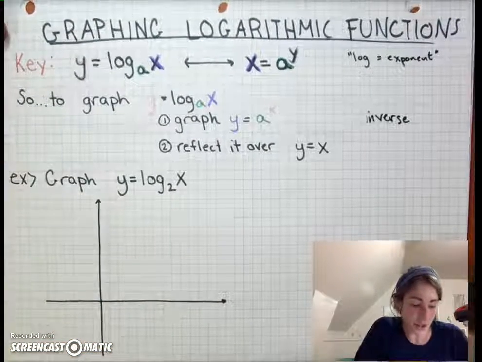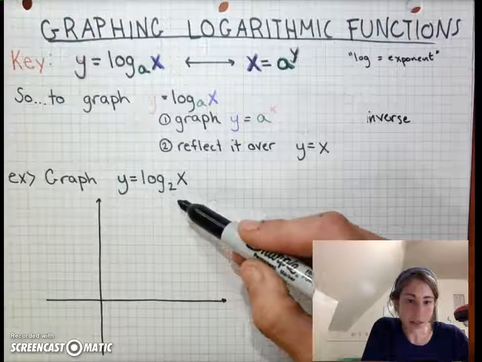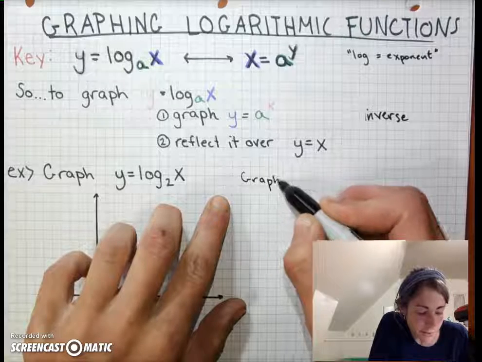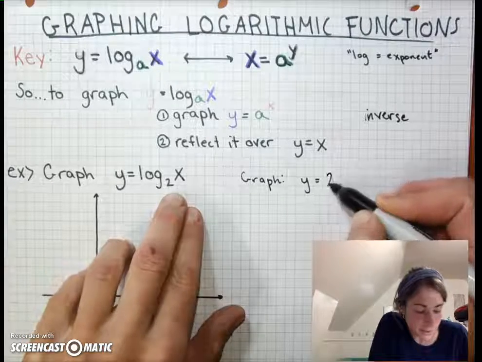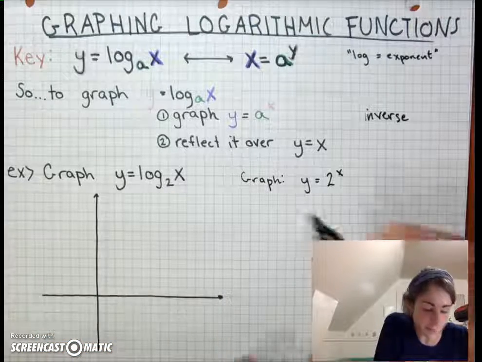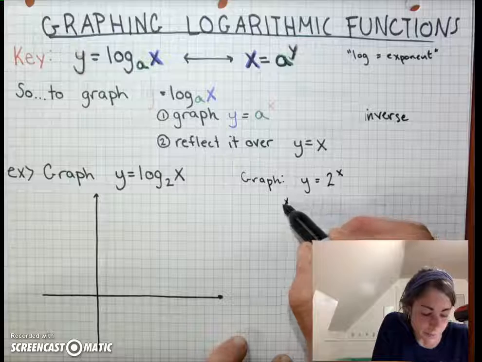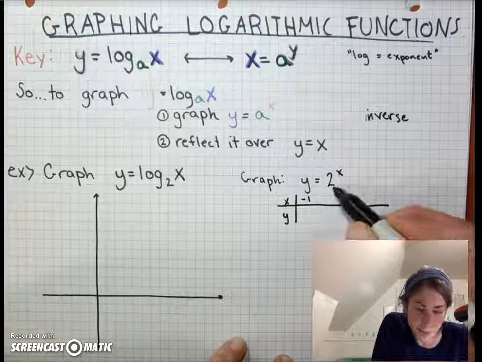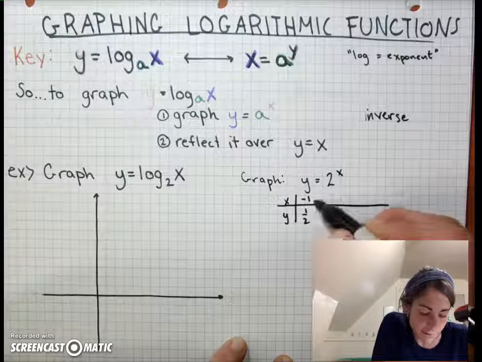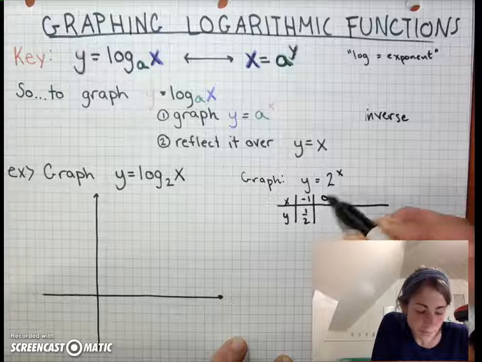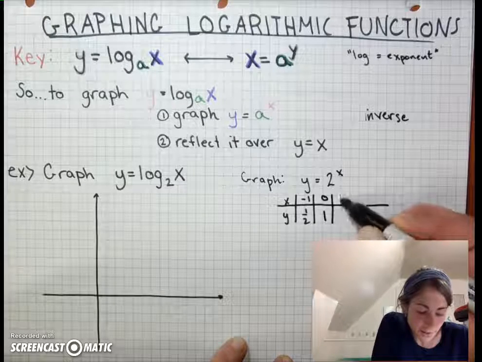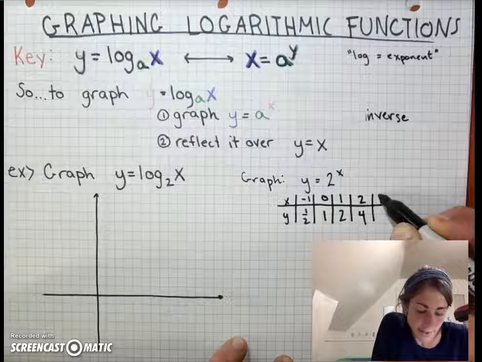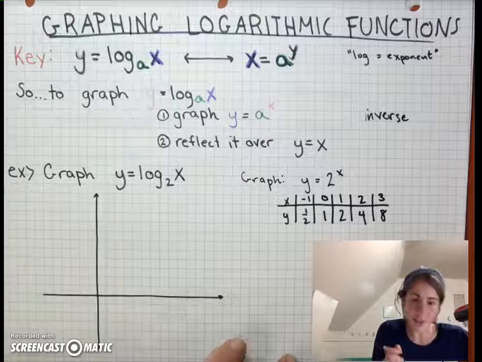But let's go ahead and use this strategy to graph y equals log base 2 of x. So the first thing I'm going to do is to graph y equals 2 to the x, the exponential function. So I'll make my function table. If x is -1, then I'm doing 2 to the -1, so that's a half. If x is 0, I'm doing 2 to the 0, so that's 1. If x is 1, 2 to the 1 is 2. X is 2, 2 to the 2 is 4, and let's go up to x being 3. 2 to the 3 is 8.